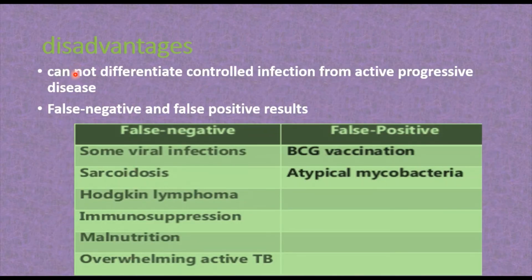The disadvantages of this test are mainly that it cannot differentiate controlled infection from active progressive disease, and it gives some false negative and false positive results. It can be a false negative in some viral infections, sarcoidosis, Hodgkin lymphoma, immunosuppression, malnutrition and overwhelming active TB. It also gives false positives in cases of BCG vaccination and atypical mycobacteria. Because of this, we may get some confusion in giving the correct positive result in case of this tuberculin test.